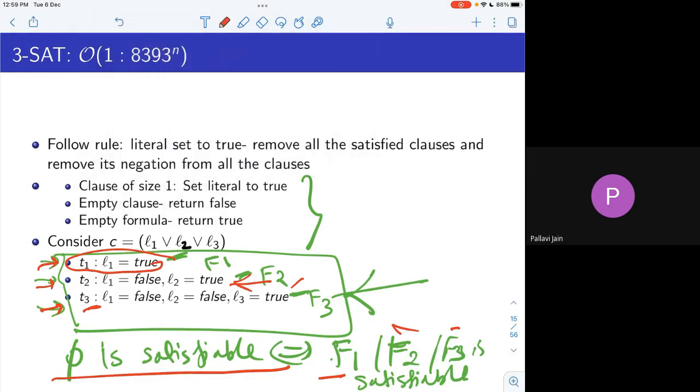So the 2 to the power n algorithm is the brute force algorithm. You are trying all possible assignments. If we try all possible assignments, in a way we are looking at all the possible assignments of L1, L2, L3, and we would explore each of these branches.